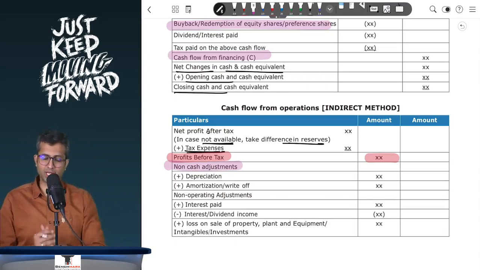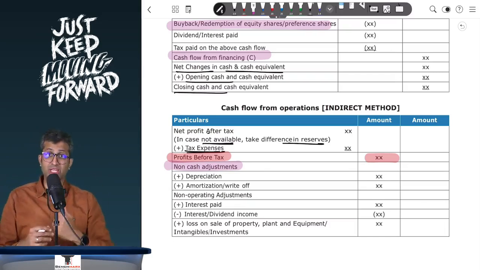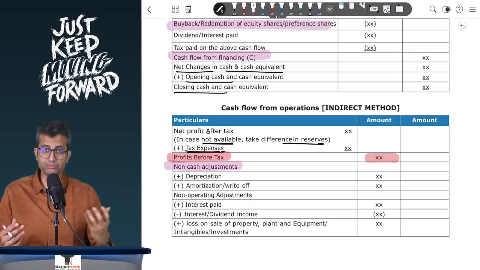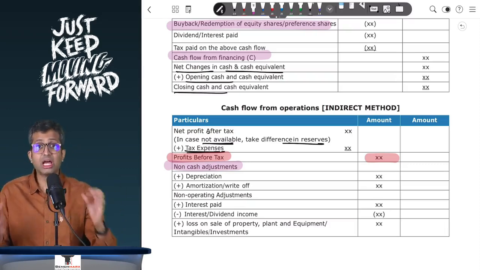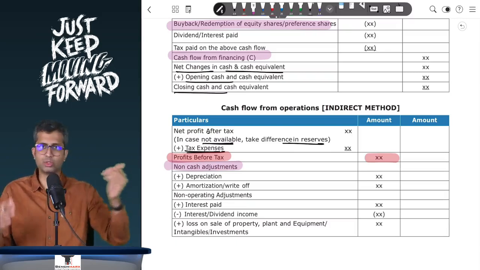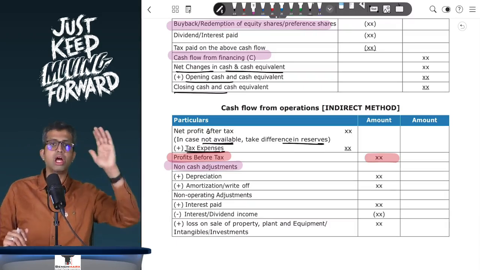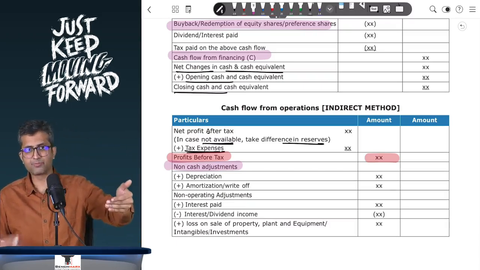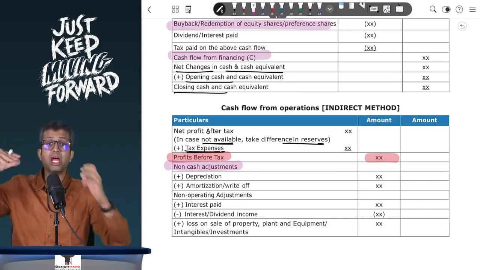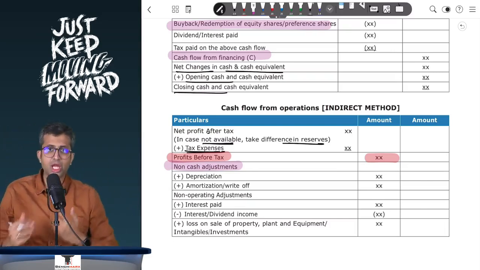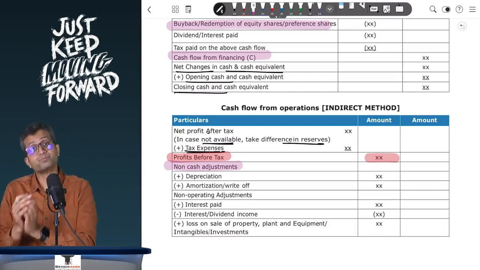Second is the non-operating items. When you prepare profit and loss, there might be some non-operating items like interest expense or interest income. These are financing or investing in nature, or gain or loss on sale of fixed assets. These are not linked to operations. They are linked to either investing or financing activities, but they have gone into your P&L, and hence you will reverse the effect. So if there is an interest expense, you will add back. If there's a loss on sale of fixed assets, you will add back. If there's a gain on sale of fixed assets, you will deduct. Interest income, you will deduct, so that you will get purely the amount linked to operations.